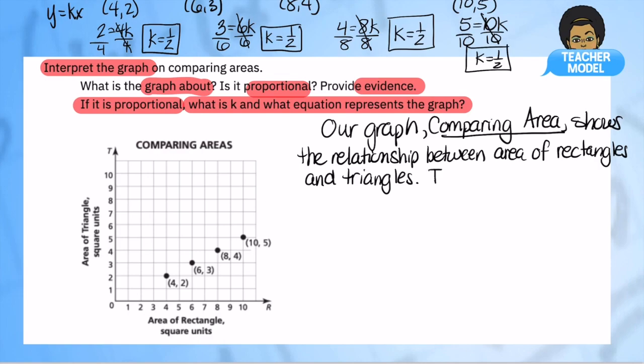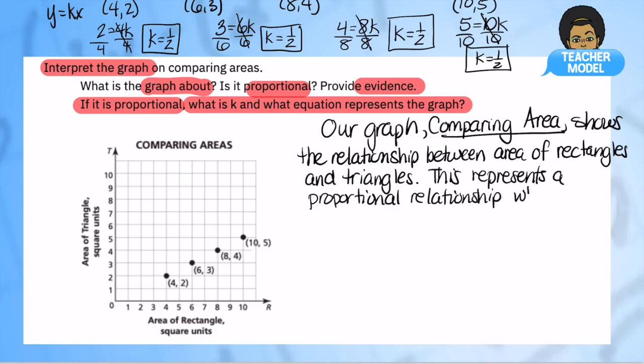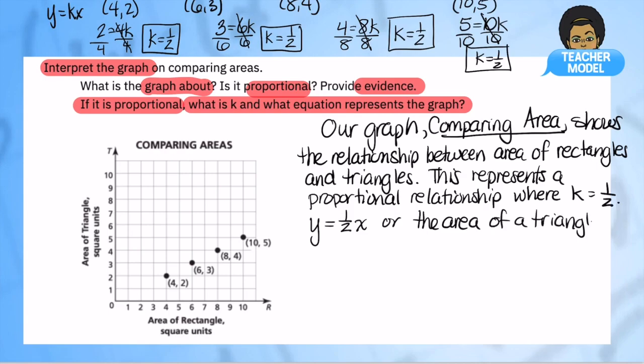So yes, this represents a proportional relationship, where K is equal to 1/2. So I'm going to just erase this part for a second. Y is equal to 1/2 x, or the area of a triangle is 1/2 the area of a rectangle.